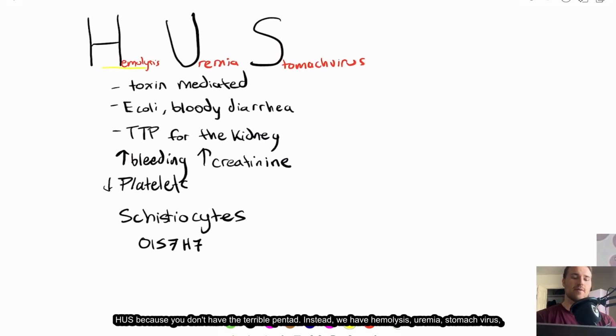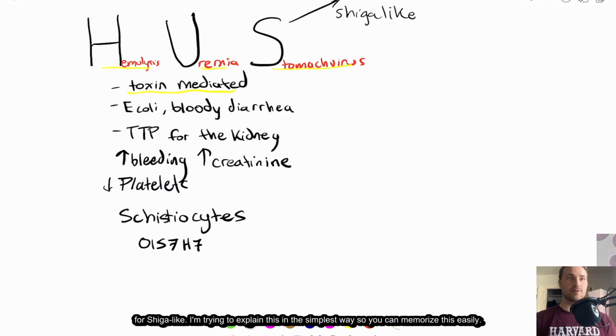Instead, we have hemolysis, uremia, stomach virus, HUS, because those are the most important things to think about. So imagine a kid eating an uncooked burger. This is toxin mediated. It's from the Shiga-like toxin. Remember the S for Shiga-like. I'm trying to explain this in the simplest way so you can memorize this easily.